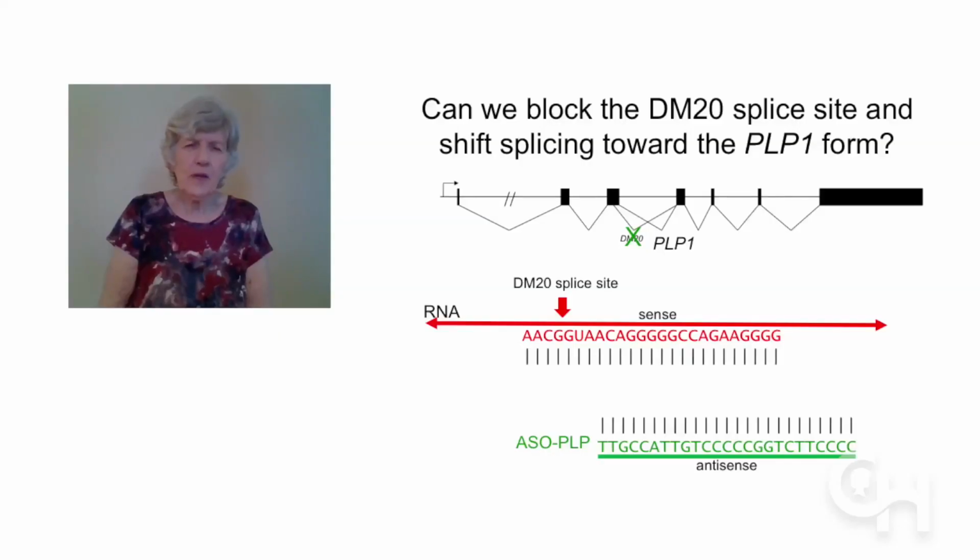Antisense oligos bind to single-stranded RNA, and we thought if we could make an antisense oligo to bind specifically at the DM20 splice site of the RNA, we could get alternative splicing to shift back toward a more normal level of the PLP1 form in cell culture and in our DEL mouse. So what's an antisense oligo?